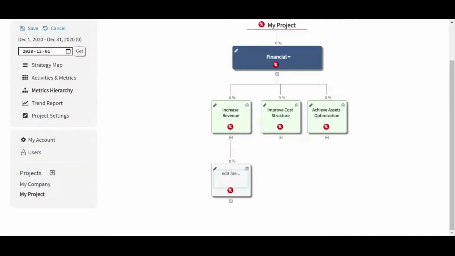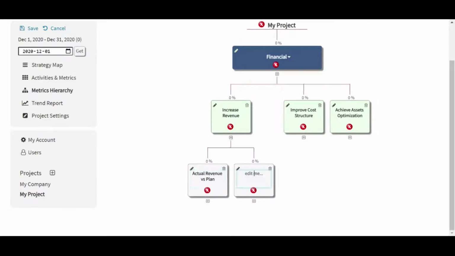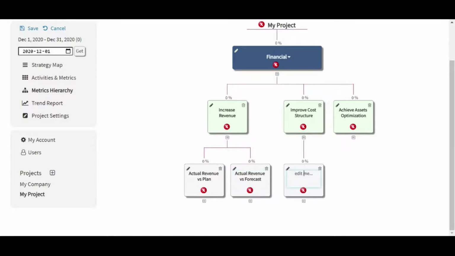Moving to the next level, the financial level. Here the metrics are pretty standard. You want to look at the variance of your actual results to plan, or the variance of your actual results to forecast. And you track these metrics on a monthly basis in order to monitor the progress.